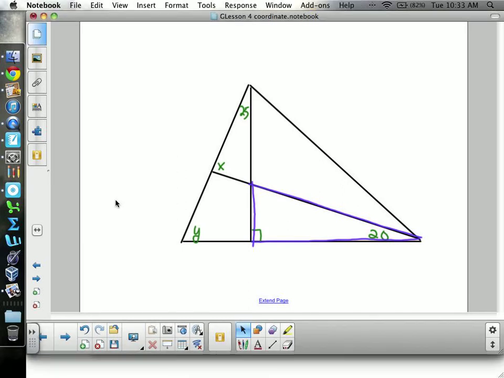Okay. So this triangle, this angle is 90, this angle is 20. What's this angle going to have to be here? 70. Okay. What kind of angle pair do we have with this angle here?